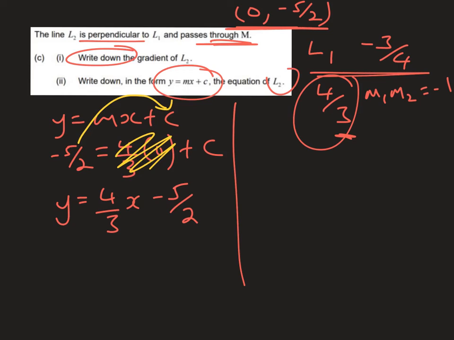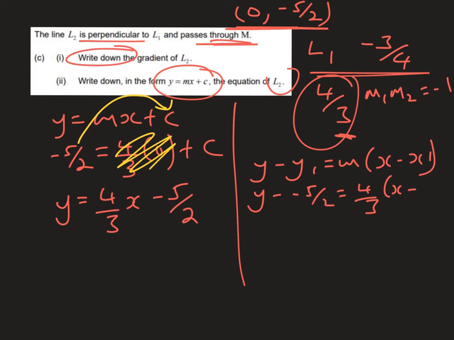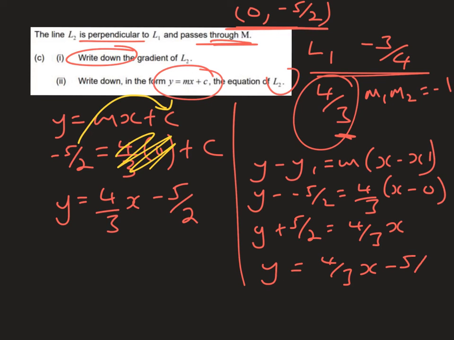The alternative approach to solving this is using the formula y minus y1 equals m brackets x minus x1. If we then substitute in the same coordinate pair, so y minus minus 5 over 2 equals 4/3 brackets x minus 0. So y plus 5 over 2 is going to equal 4/3 x. Therefore, if we rearrange that, that's also going to give you y equals 4/3 x minus 5 over 2.